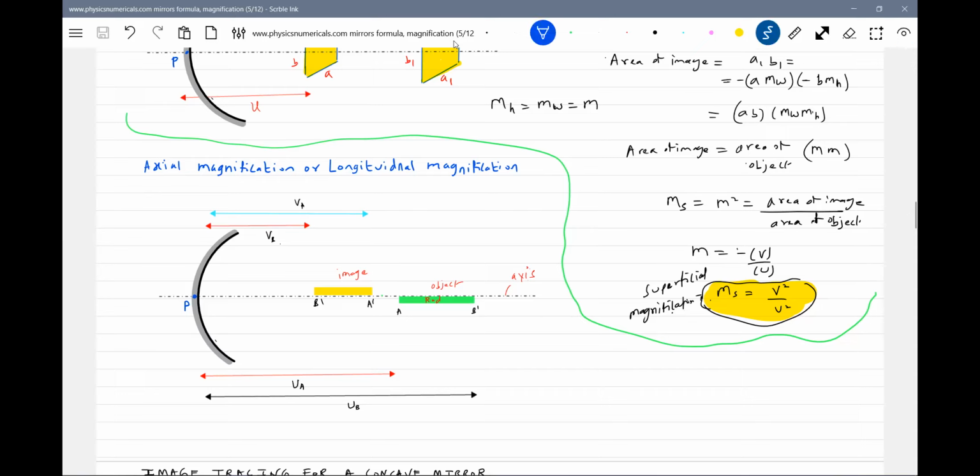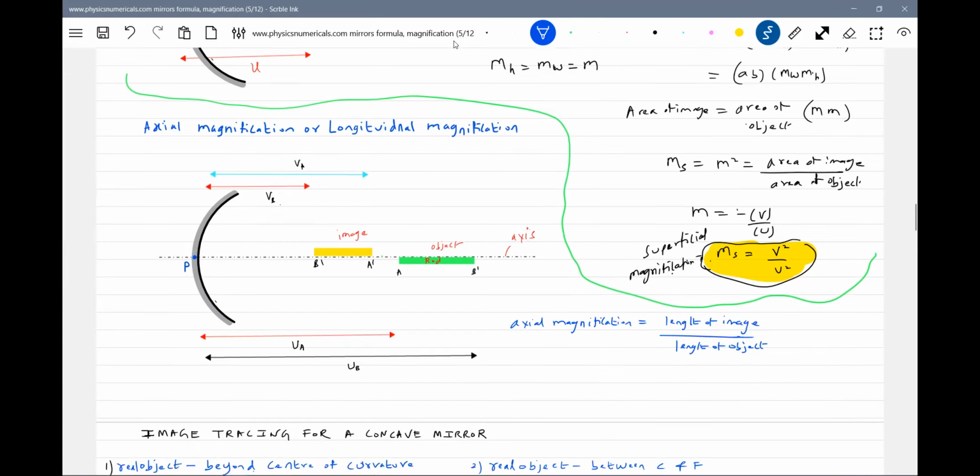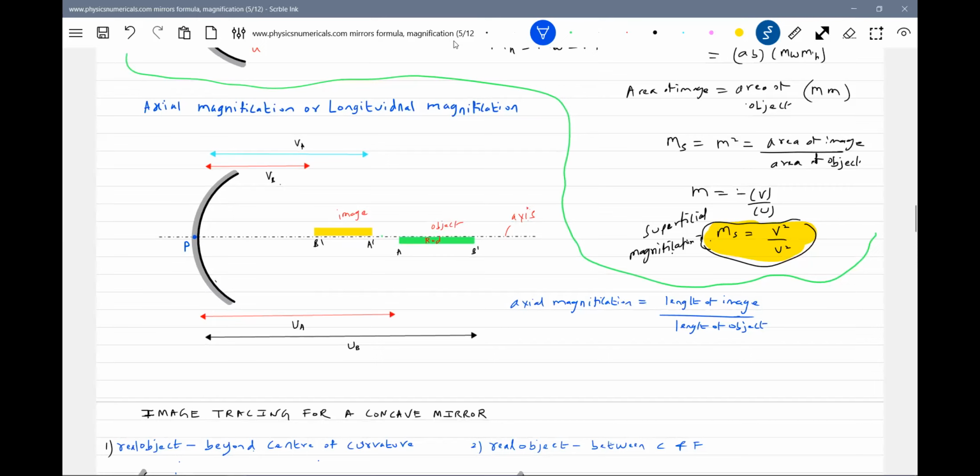So what is the axial magnification? We define axial magnification equal to length of image by length of object. Okay, it's very simple. In fact, if the length of the object is very small, we can directly write it is also equal to the square of transverse magnification. So how can we derive that?